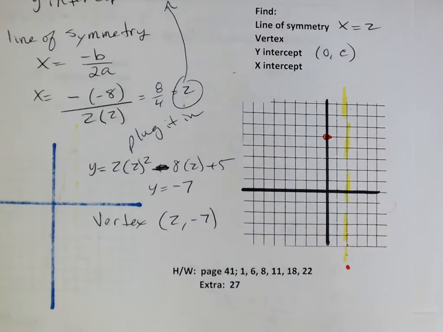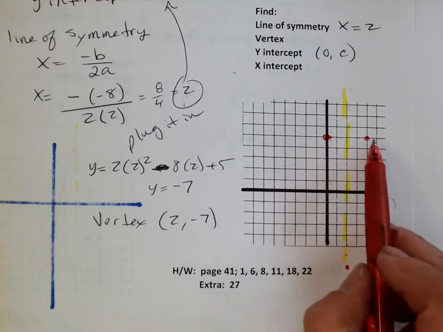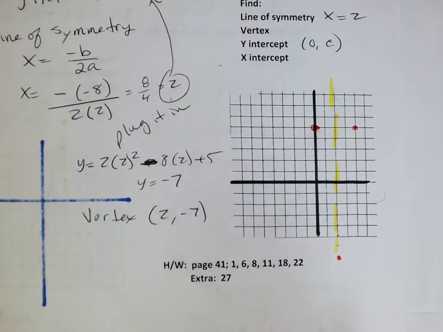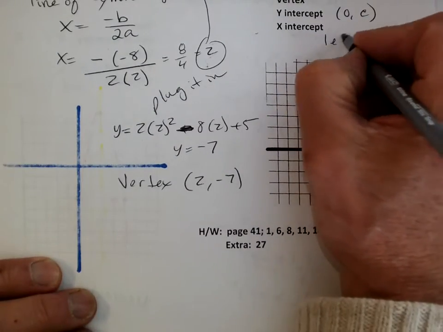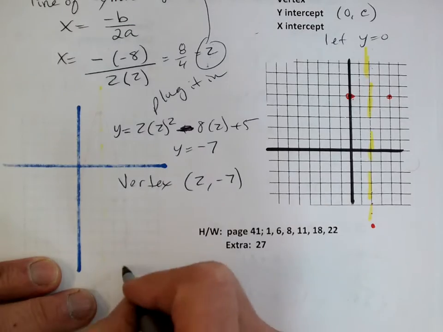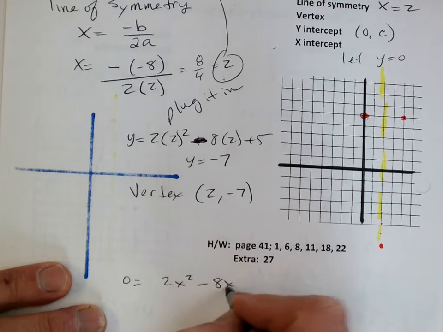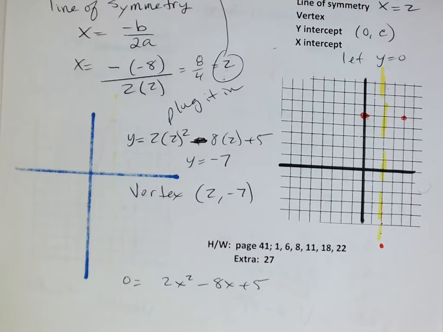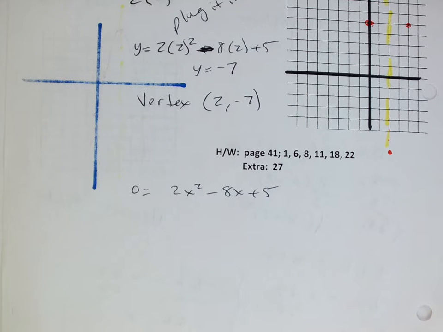So I don't know those yet. I do know I've got another point right here, though. You guys okay with that? I do not have another point here because I can just reflect it over my line of symmetry, okay? Now, let's find the x-intercepts, okay? So, let's let y equal 0. So I'm going to go 0 equals 2x squared minus 8x plus 5. Darn it, it does not factor. Darn it. So what are we going to do? We can either complete the square or use the quadratic formula. How about quadratic formula? Is it okay with that?